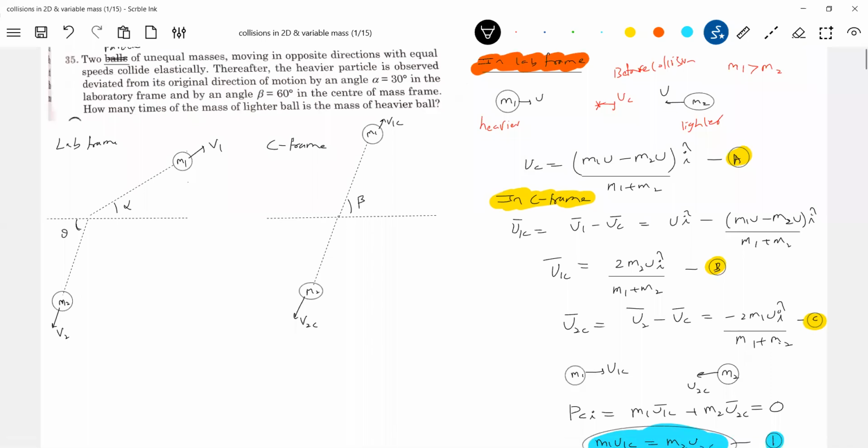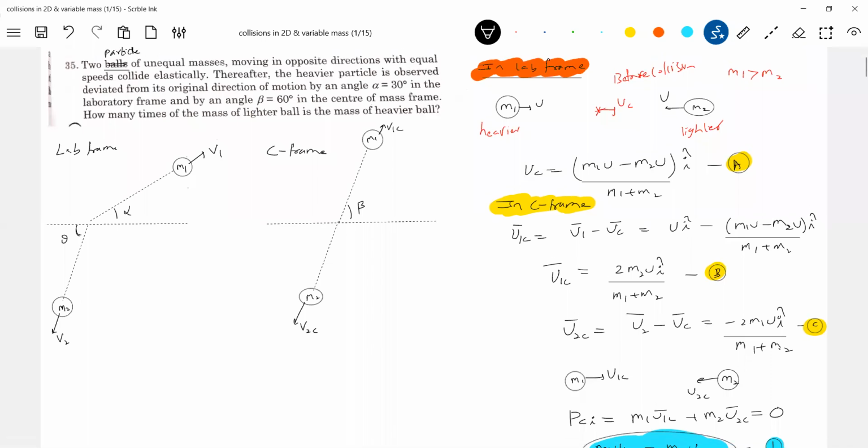Okay, let's do one thing. After looking at the diagram in the laboratory frame, what is the velocity of the center of mass? Of course, they move in some different direction here, no? M1, V1 bar. This is after collision, no? Lab frame. After collision, this is the C frame.